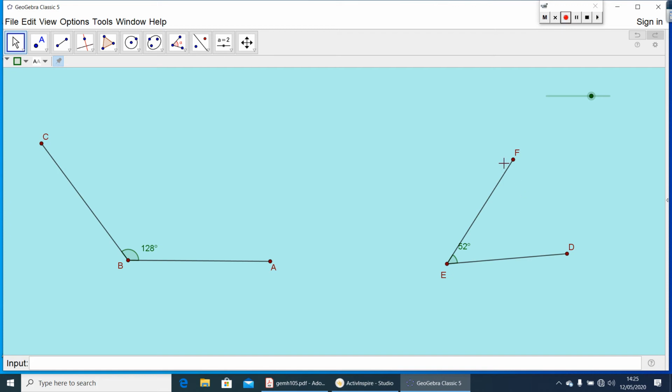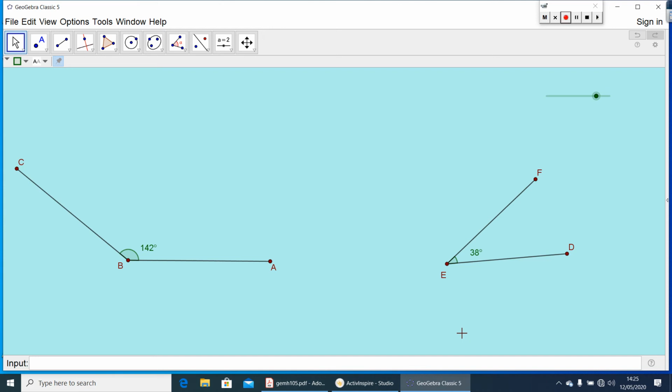Now let me find out the measure of this angle. What will you get? Still you are getting 180 degree. This type of angles we can call as supplementary angles.